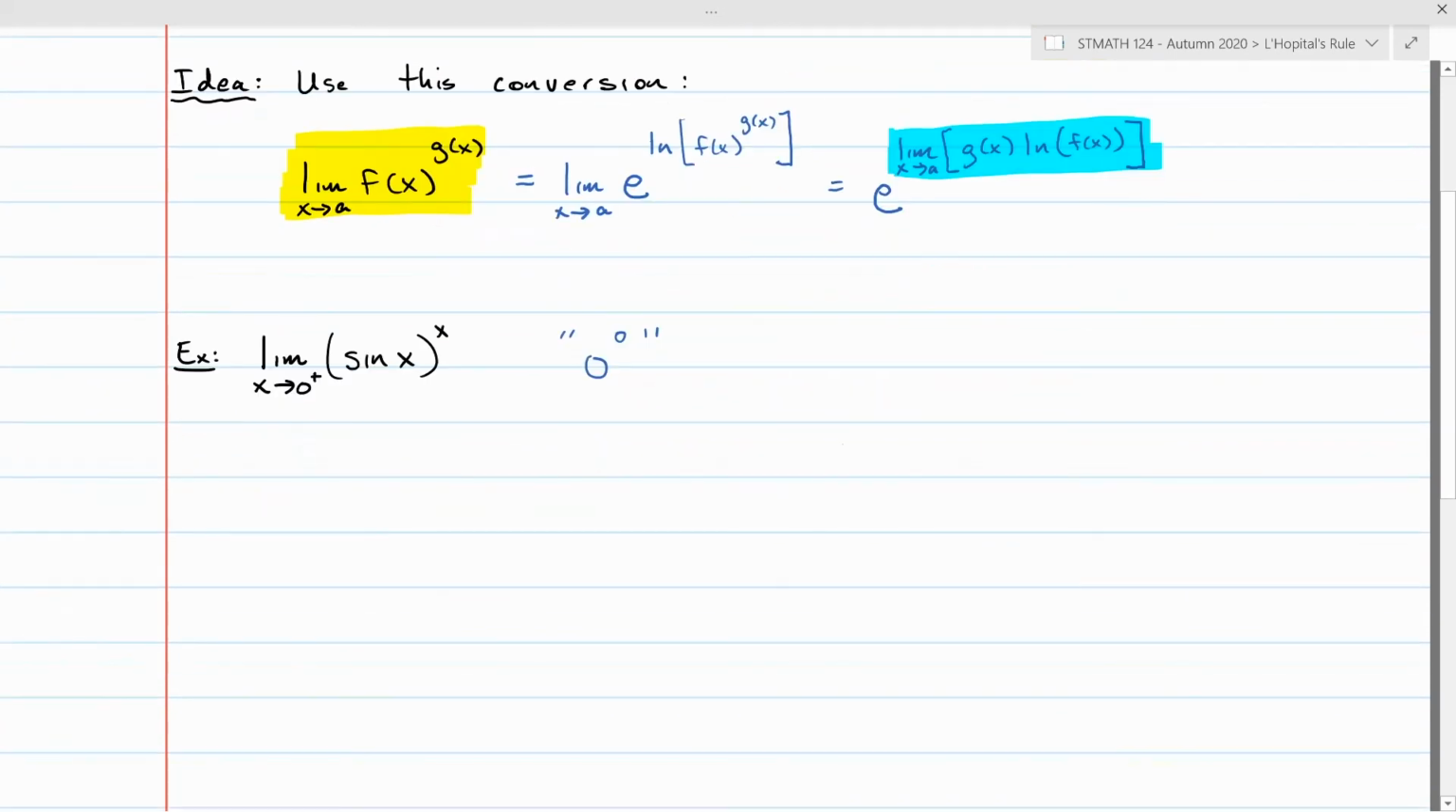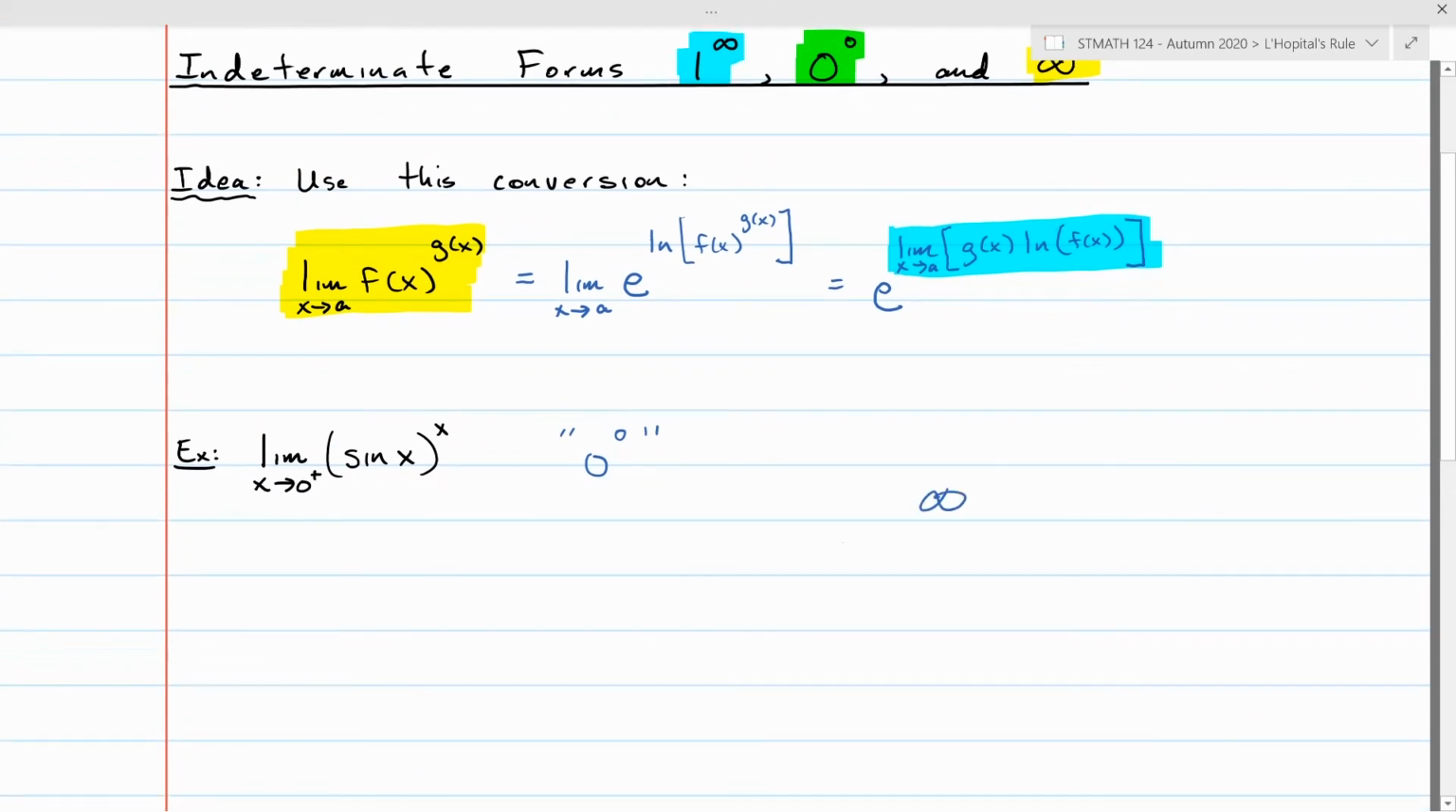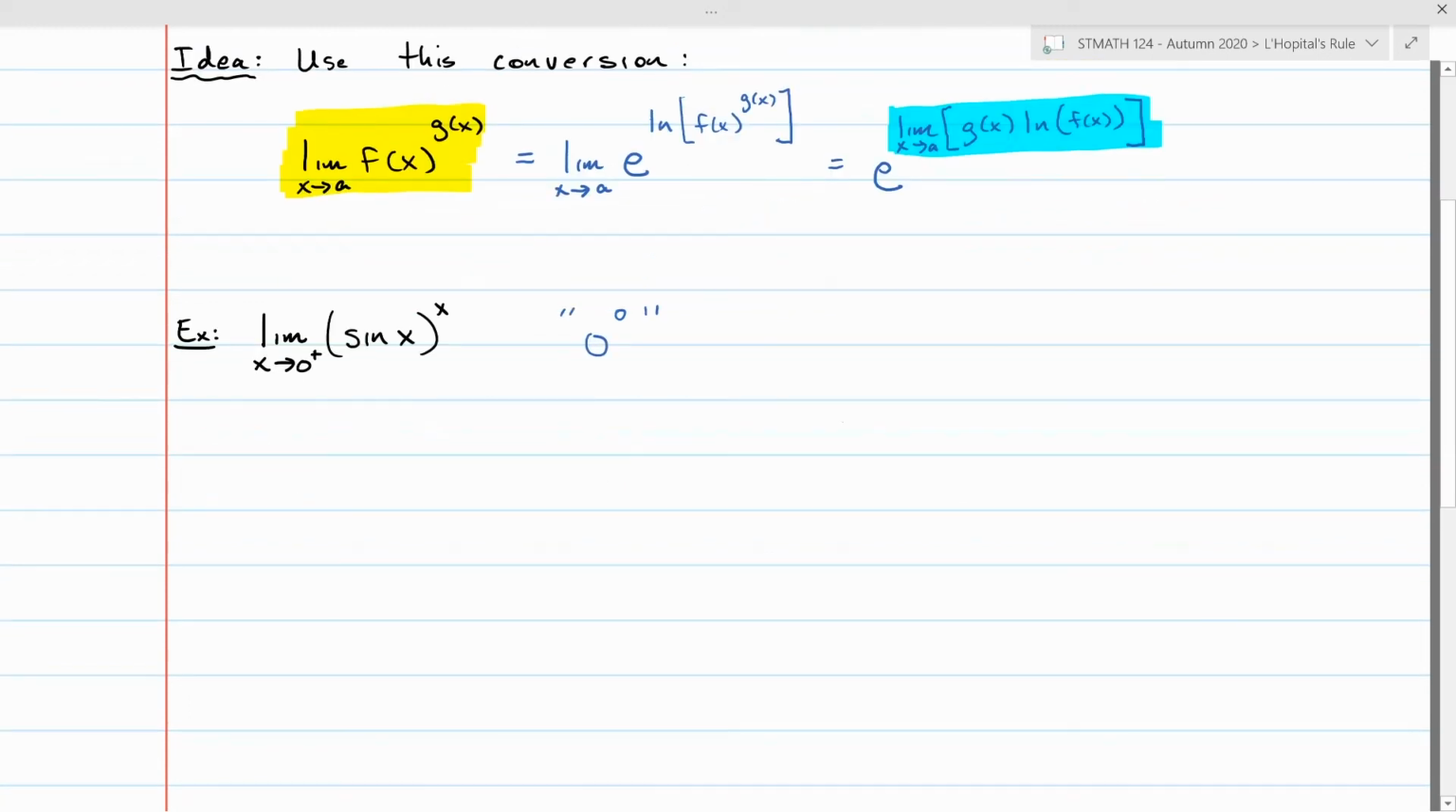If you have an exponential and it doesn't work out to be one of these three forms, it's not indeterminate. You can get an answer. Like if you see infinity to the infinity, that's infinity. Or if you see 0 to the 1, that's not indeterminate, that's 0. Or 1 to the 0, that's not indeterminate, that's 1. But this one is 0 to the 0, which is one of our indeterminate forms.